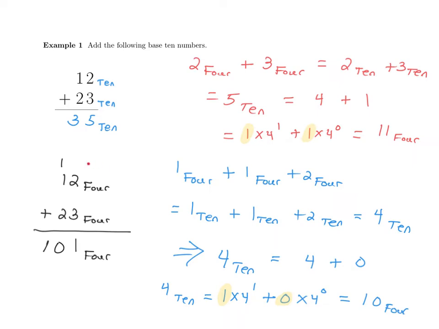So ultimately, this process is similar to this process, but the issue is you might have to convert from base 4 to base 10 and then back to base 4 to figure out what values to put over here. Let's try this again in another example.